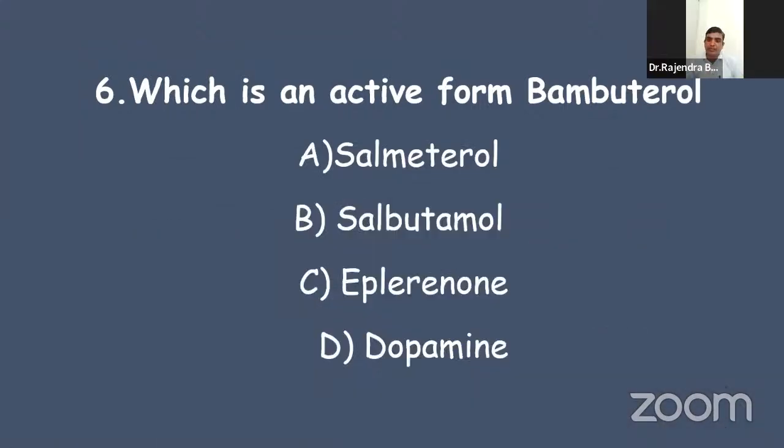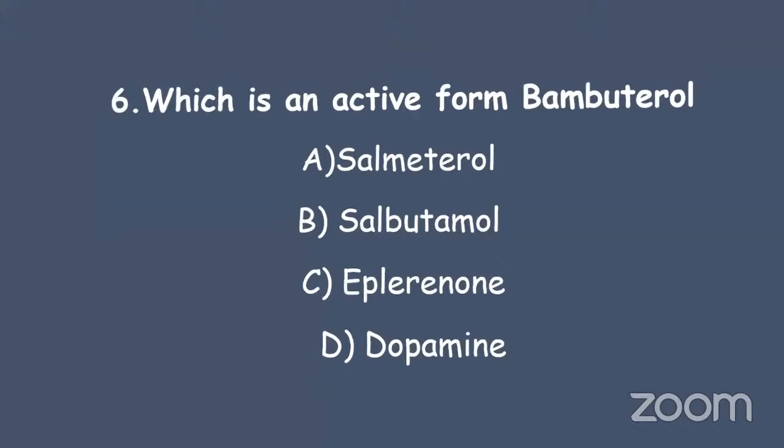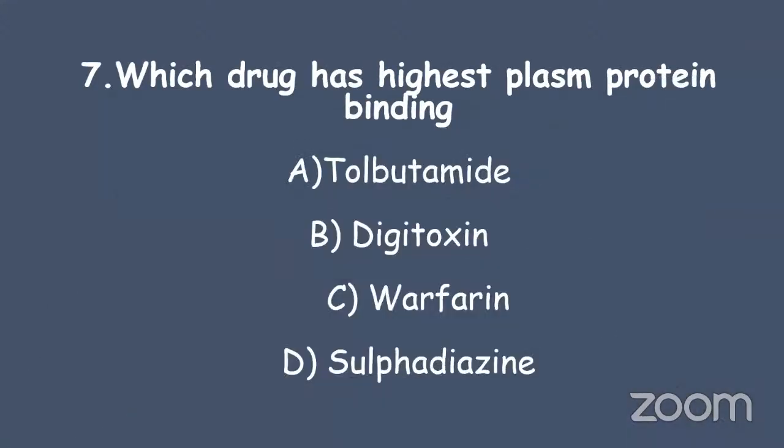Which is an active metabolite of bambuterol? Obviously, it is salbutamol. Next, please. Which drug has the highest protein binding? Tolbutamide and digitoxin have 90%. Warfarin is 99%. Sulfadiazine is 50%. Obviously, your correct answer is warfarin. Next, please.